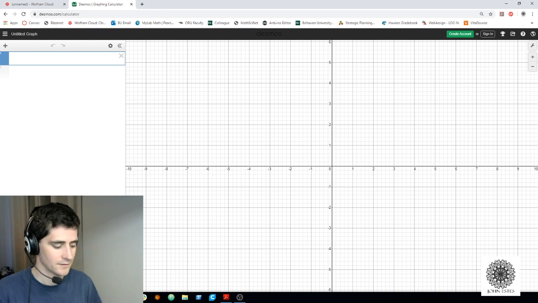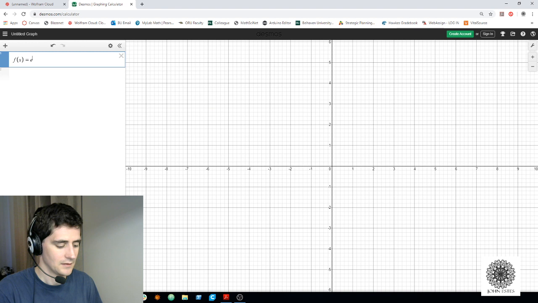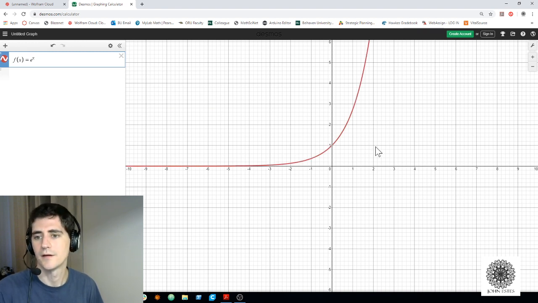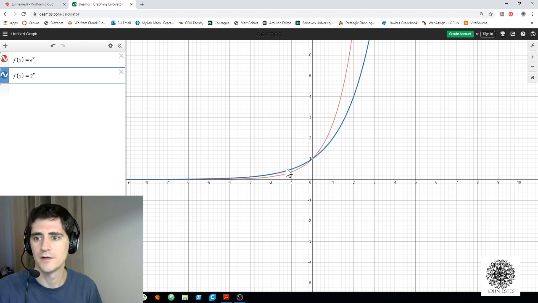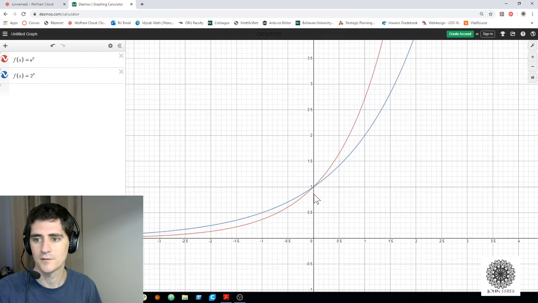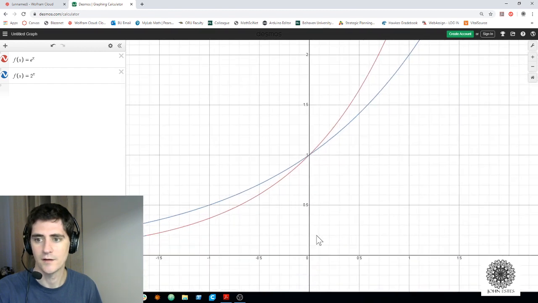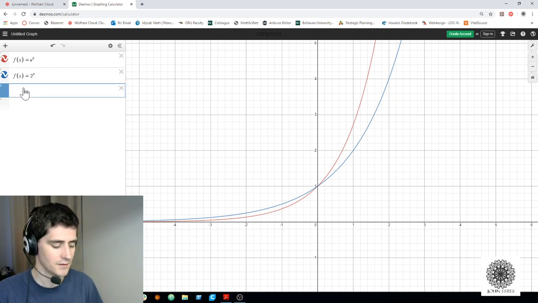Okay, so first of all, let's graph f of x equals e to the x power. And there's my exponential. Now we're looking at different, what we call bases. So for example, something close to e to the x, how about 2 to the x? All right, the blue line is 2 to the x. So notice it's still this general shape. It's still going to pass through the point (0, 1), but it just has a little bit of a different curvature to it.